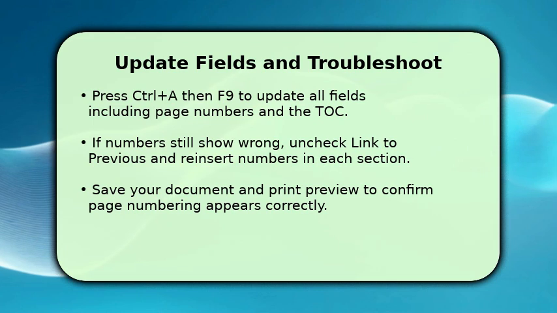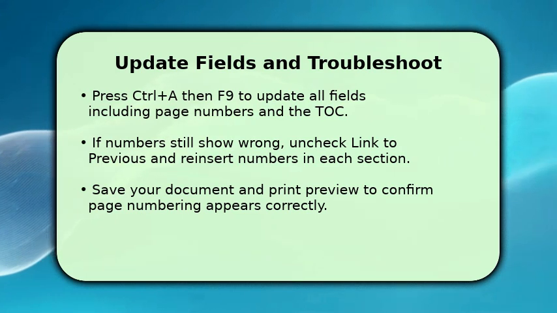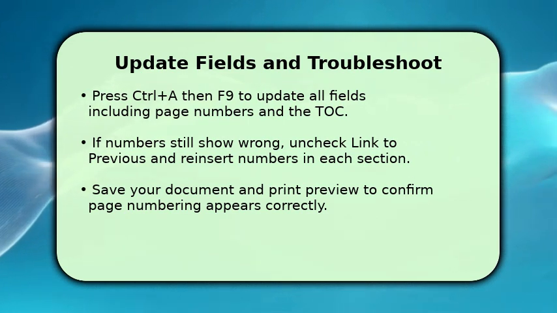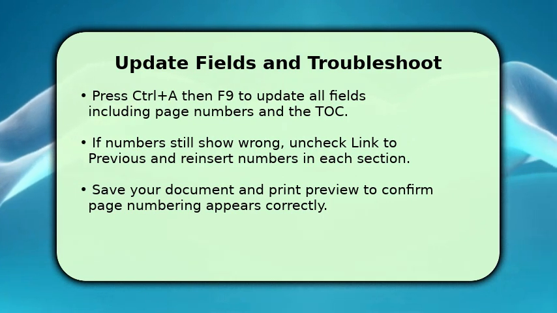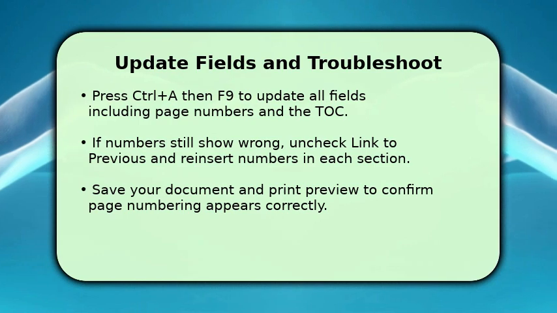If numbers still show wrong, uncheck Link to Previous and reinsert numbers in each section. For persistent issues, delete the page number field and re-add it using Insert Page Number. Save your document and print preview to confirm page numbering appears correctly before distributing the file.